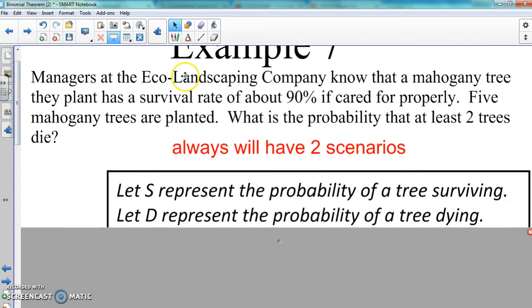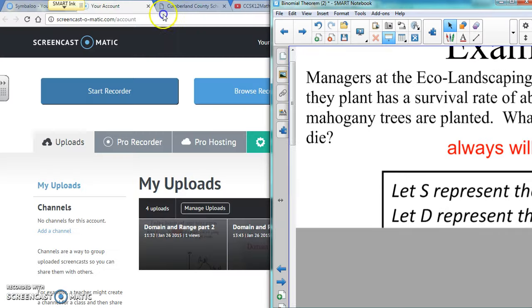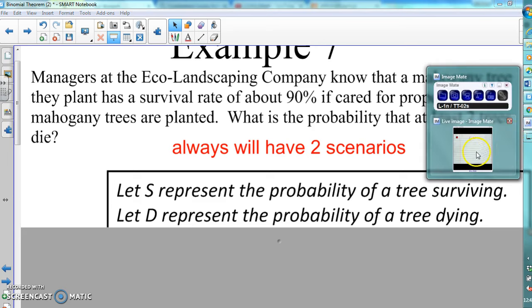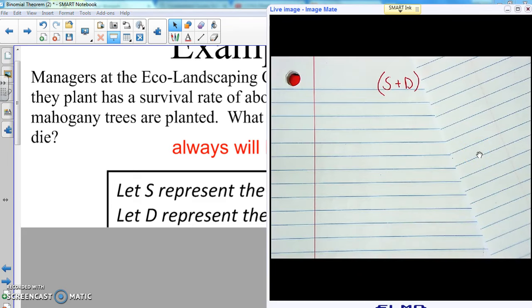So here, when it comes to these problems, whenever we talk about our 2 scenarios, we always put those 2 letters into the parentheses, and we come up with a binomial, and then figure out what the exponent should be. So, like we said, we're going to do S and D. So S plus D. But the thing that we have to deal with here is, what is going to be the exponent?